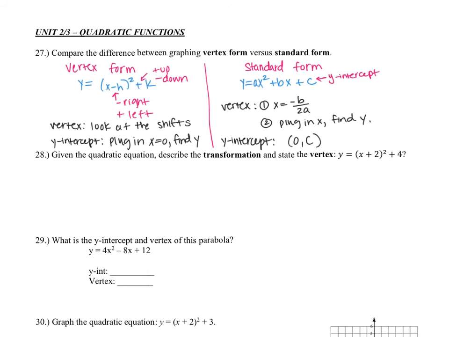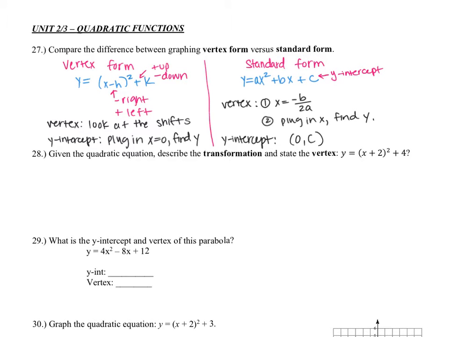So in problem 28 here, it says, given the quadratic equation, so here's our quadratic equation, it says to describe the transformation and state the vertex. So transformation is talking about the shift, and notice it's in vertex form. So when we look at vertex form, we need to look inside the parentheses, and our inside has a plus sign on the inside of the parentheses. So the plus sign means left. So this is going to go left 2.